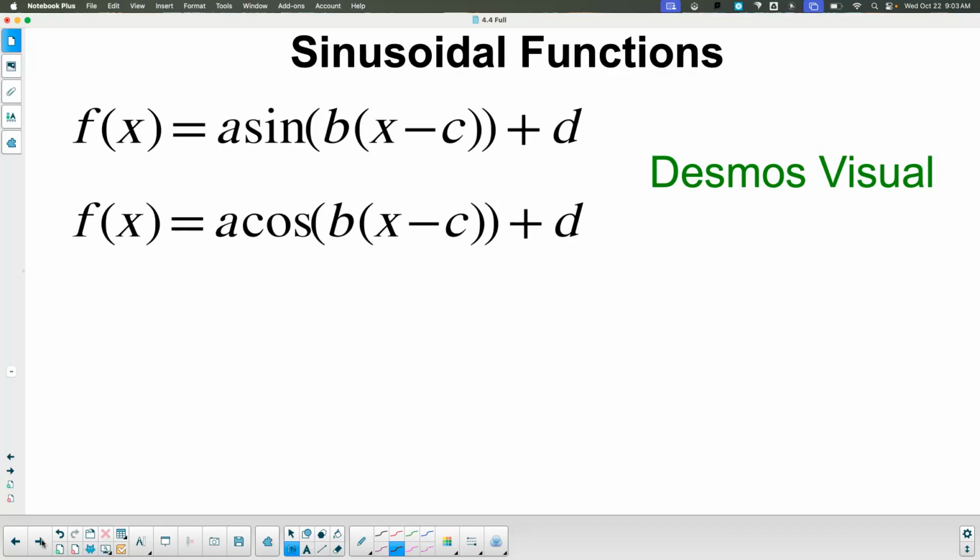So those 4 shifts, A, B, C, and D. I shouldn't say shifts. I should say transformations, or translations, or tweaks, if you will, to the function. Those 4, each of them has something different. For instance, A here is your vertical stretch.